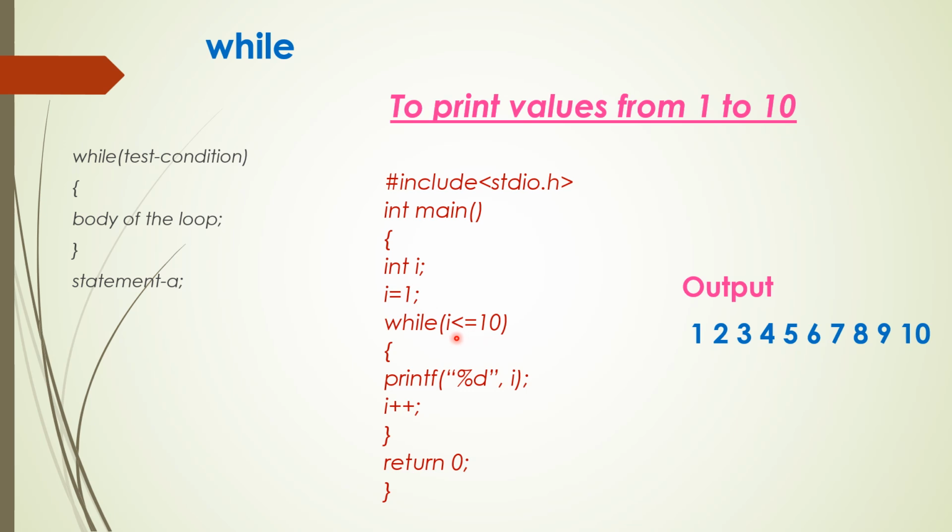Suppose if I give while less than 10, it will print only 1 to 9. It will not even print 10. So you have to decide whether you want 1 to 10 or 1 to 9. Based on that you have to give the condition.